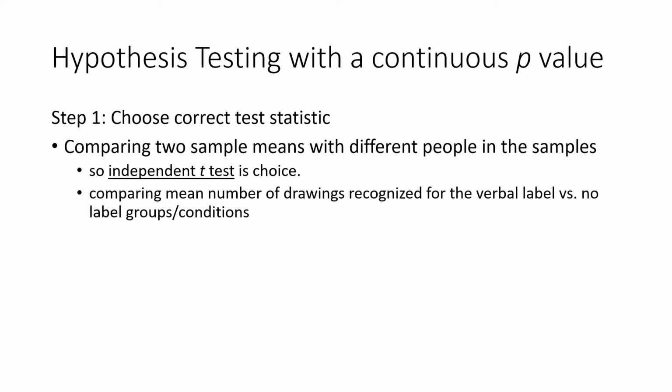Pillar 1, of course, is hypothesis testing with a continuous p-value, and the first step is to choose the correct test statistic. And as we said previously, in this situation, you're comparing two sample means from different groups of people. So an independent samples t-test is the appropriate choice here. Specifically, we're comparing the mean number of line drawings that were recognized by the verbal label group versus the no verbal label group.